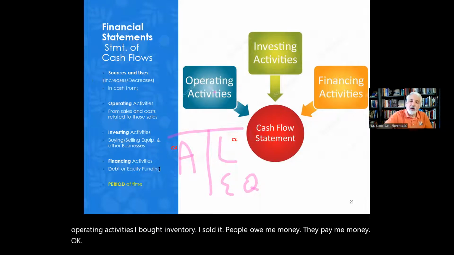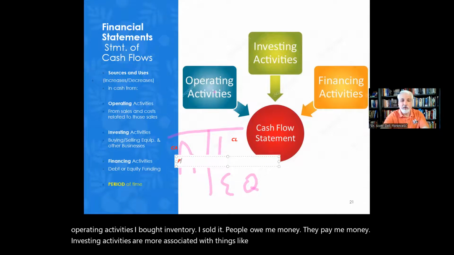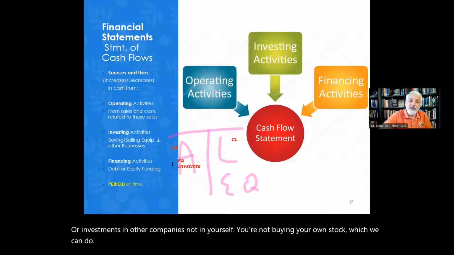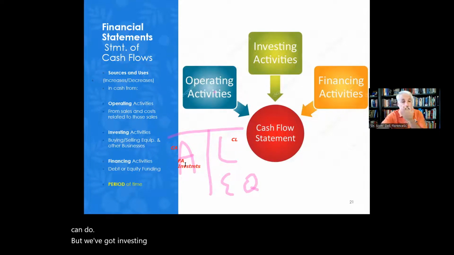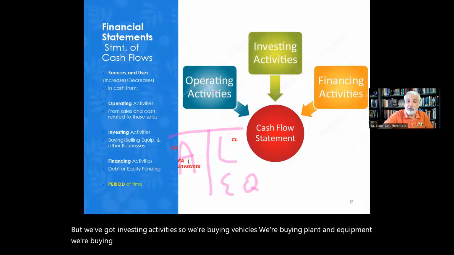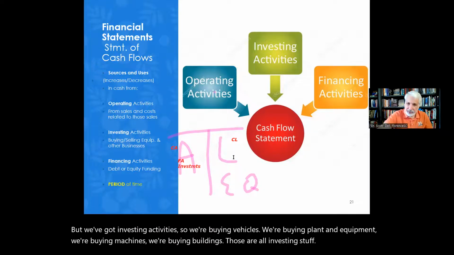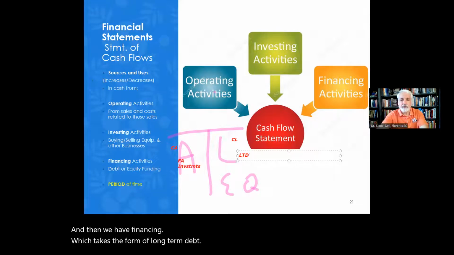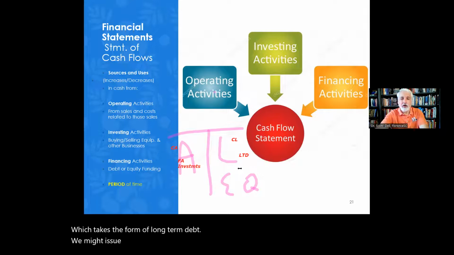Investing activities are more associated with things like fixed assets or investments in other companies, not in yourself. You're not buying your own stock, which we can do, but we've got investing activities. So we're buying vehicles, plant and equipment, machines, buildings. Those are all investing. And then we have financing, which takes the form of long-term debt. We might issue bonds or equity, we sell stock.